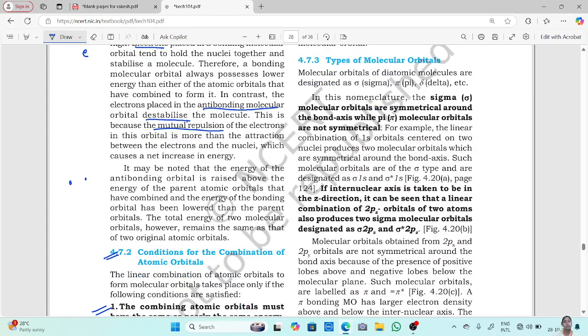Now next is the types of molecular orbital. What are the types of molecular orbitals? Now molecular orbitals of diatomic molecules are designated as sigma, pi and delta, etc. So there can be various orbitals that can be formed, sigma, pi, delta, etc. Now in this nomenclature, the sigma molecular orbitals are symmetrical around the bond axis, while pi molecular orbitals are not symmetrical. So here basically we will see sigma and pi molecular orbitals. So sigma molecular orbitals are formed when they are symmetrical around the bond axis, whereas pi is formed when there is no symmetry or it is non-symmetrical.